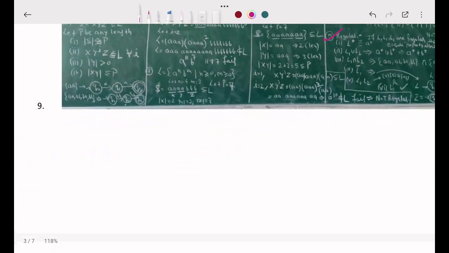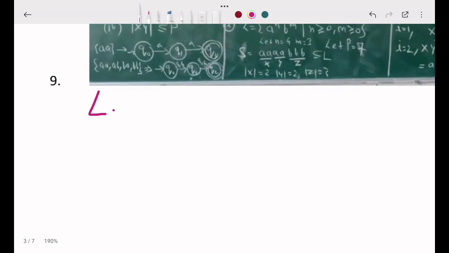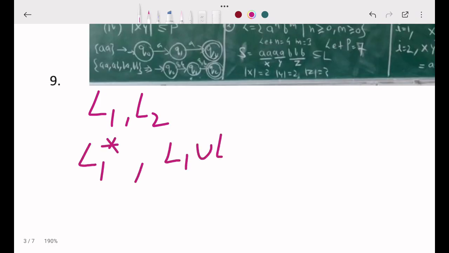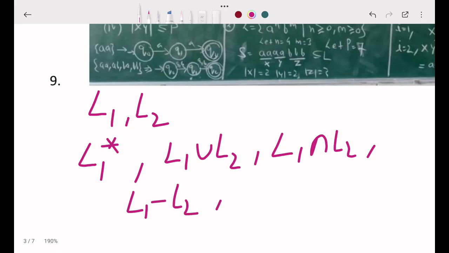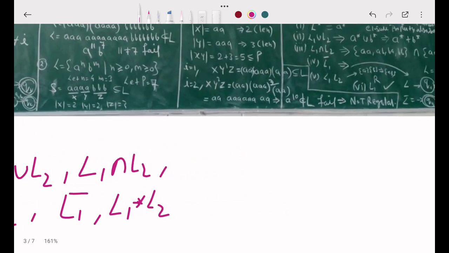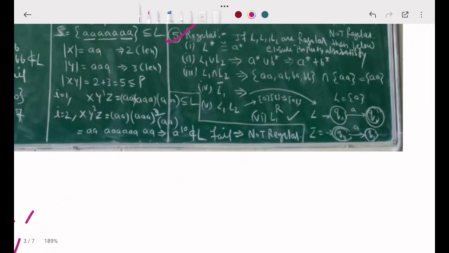What I told you: if L1 is regular and L2 is regular, it means that L1 star is also regular, and L1 union L2 is regular. You have to write only two. L1 intersection L2 is regular, L1 minus L2 is regular, L1 complement is regular. You can write L2 also. Okay, L1 concatenation L2 is regular. So everything is regular except the union of infinite regular languages, which may not be regular.